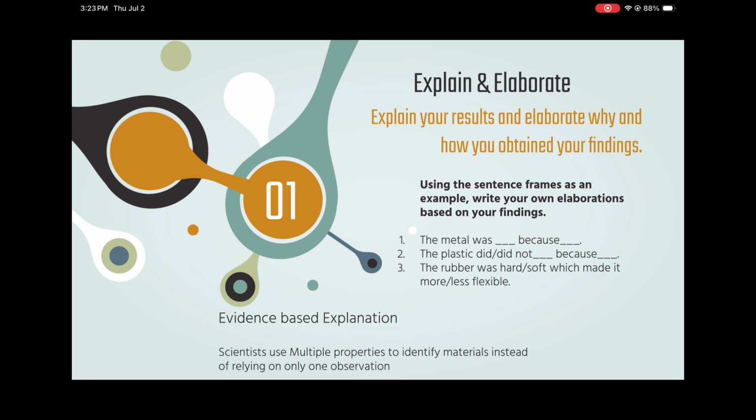This investigation shows why scientists use more than one property when identifying materials. If we only looked at whether something floated, we might incorrectly think plastic and wood were the same material. Instead, scientists compare several observations before making conclusions. These observations provide evidence that helps us accurately identify materials.